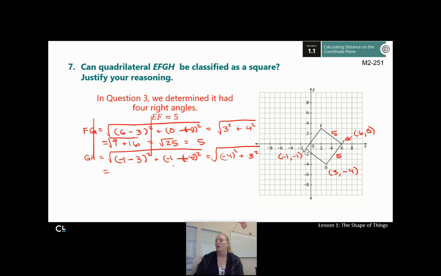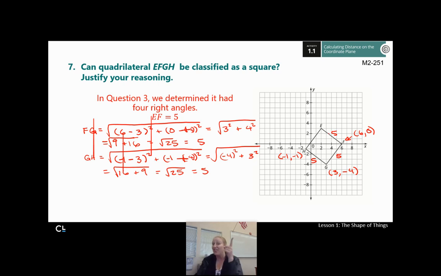All right, -4 squared, -4 times -4, is 16. 3 squared, 3 times 3, is 9. And of course, 16 plus 9 is 25. Last but not least, the square root of 25 is 5. Don't forget the square root. People seem to forget the square roots. That's great, right? Because that means that side is also 5. Hooray, just like we wanted.